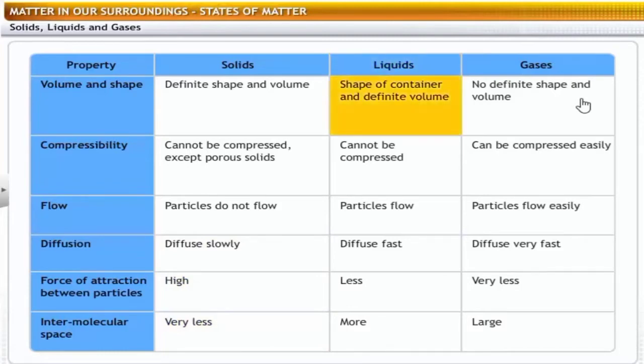Liquids. Liquids take the shape of the container and have definite volume, cannot be compressed. Particles flow, diffuse fast, less force of attraction between particles, more intermolecular space. Gases. Gases have no definite shape and volume, can be compressed easily. Particles flow easily, diffuse very fast, very less force of attraction between particles, large intermolecular space.